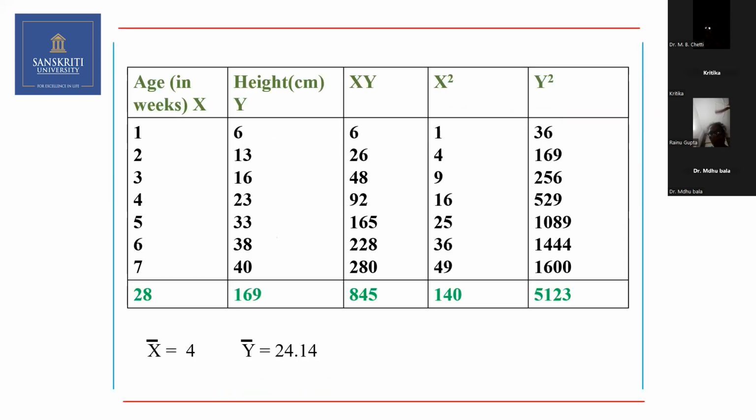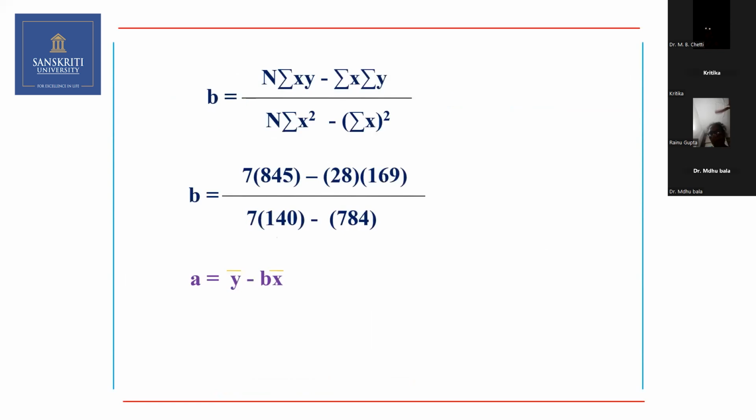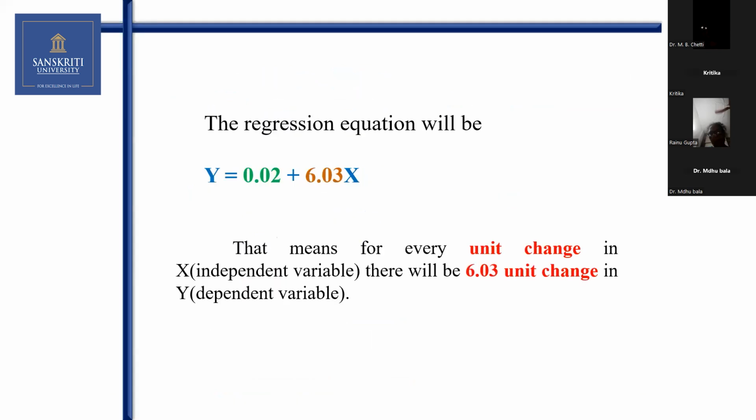Okay, so I'm trying to fit a regression equation. I have the calculation part. Don't worry about how to interpret; only worry about this. Now the regression coefficient is 6.03 and a is 0.02. This is the equation: the height of the soybean plant is 0.02 plus 6.03 into x, where x is the age of the plant. For every 1 week, the plant is going to increase by 6.03 centimeter.